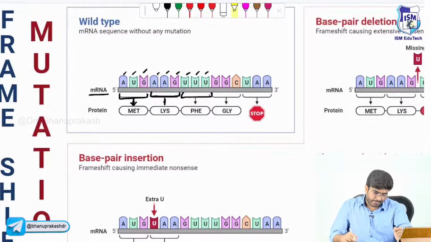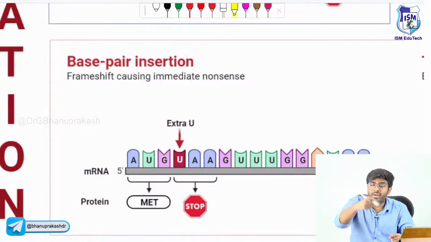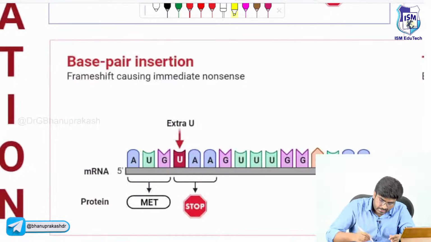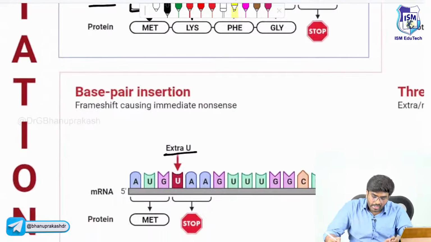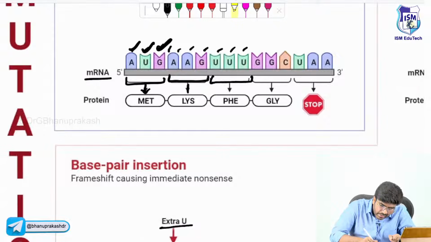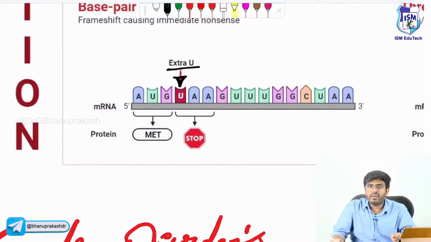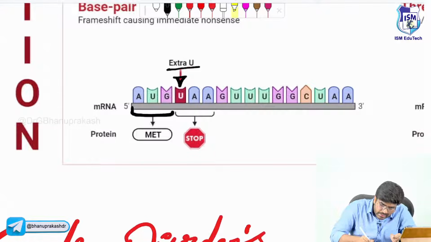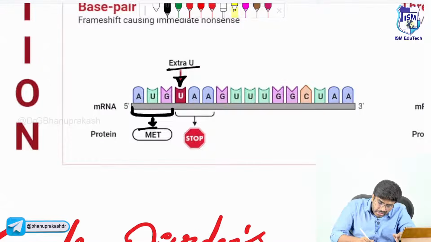But what is happening? When a base pair is inserted, one nucleotide is inserted. See, an extra U. It should be AUG. Now, what happened after AUG? After AUG, one base pair is inserted. First is AUG and second one is AAG. Now look here, this extra U is added. AUG is coding for methionine, but because of the insertion of this extra U, now these 3 will become the codon UAA.